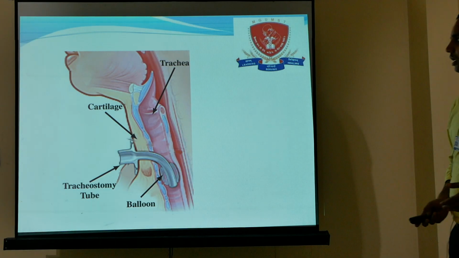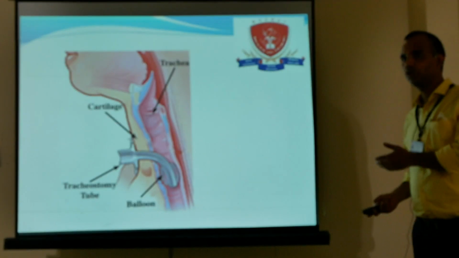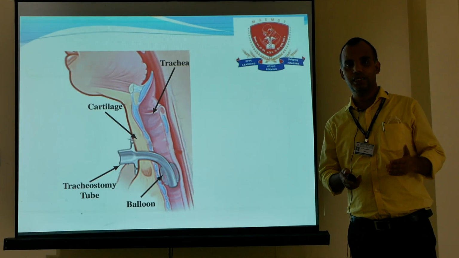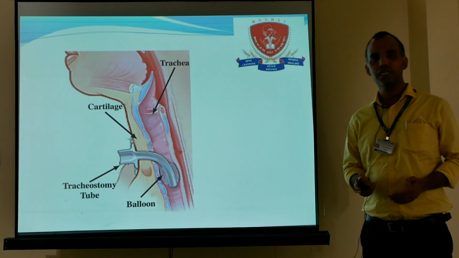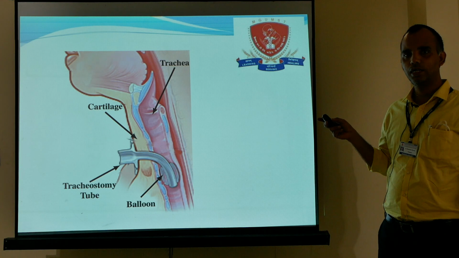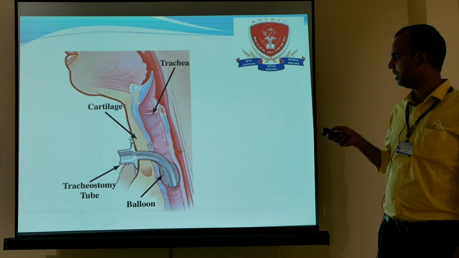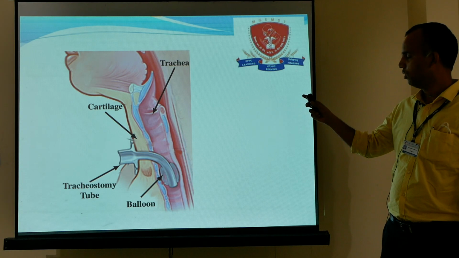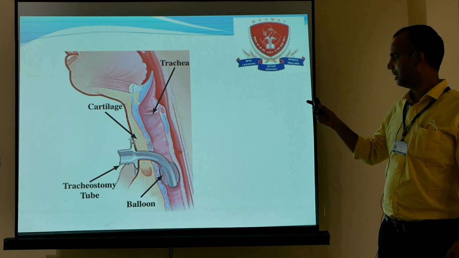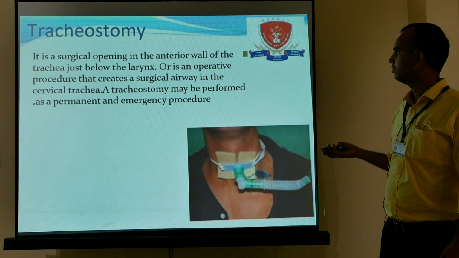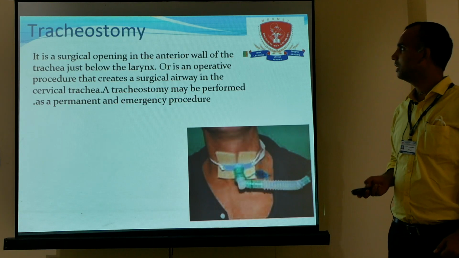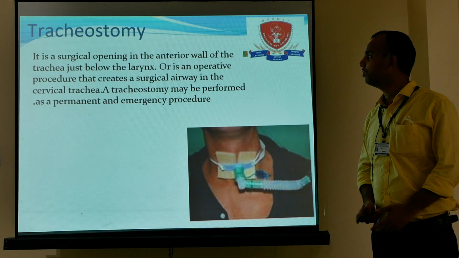So first of all, we should know where the tracheostomy is performed. Generally the tracheostomy is performed between the second and third tracheal cartilage. In this picture you can see the location of the tracheostomy is between the second and third tracheal cartilages. The definition of the tracheostomy: it is a surgical opening in the anterior wall of the trachea just below the larynx.